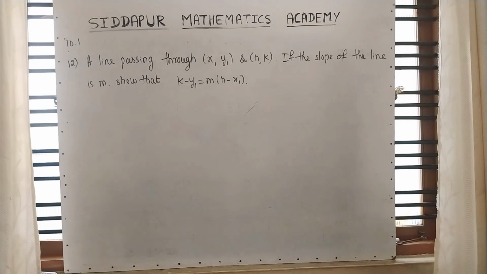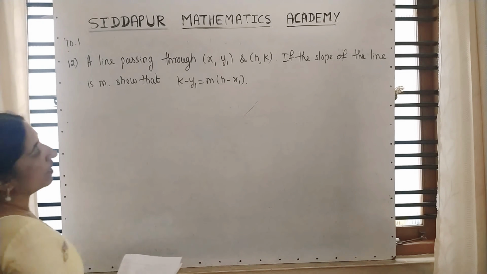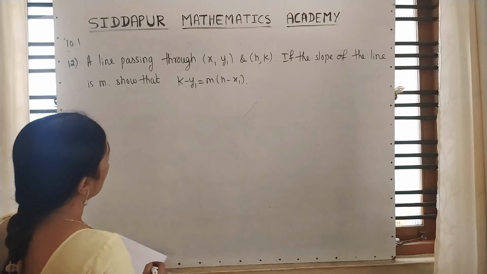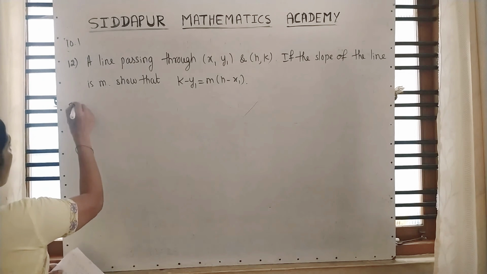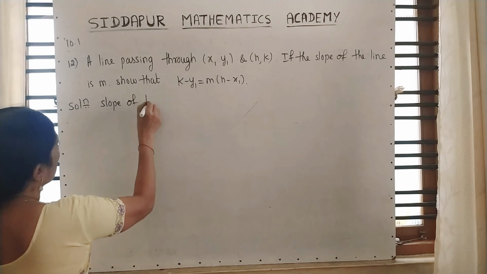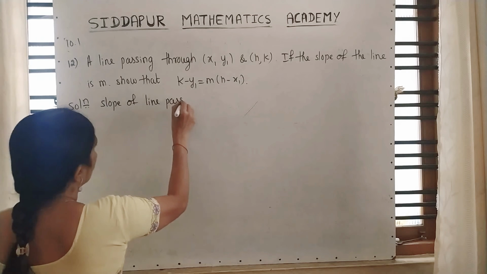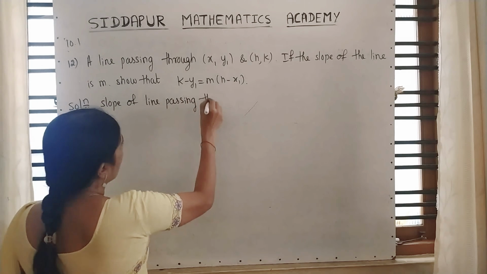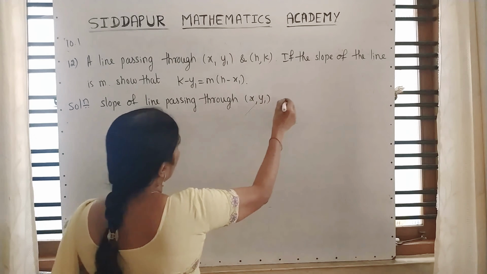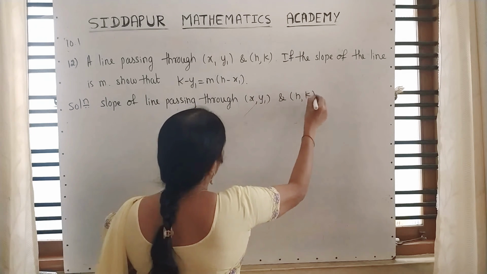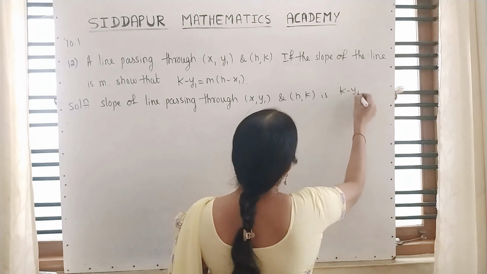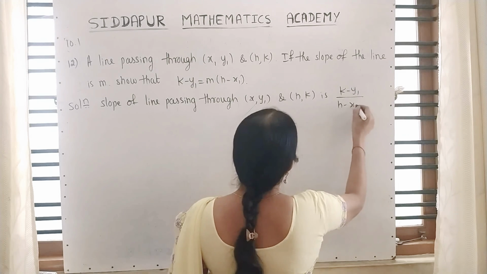See the next question. A line passing through x1, y1 and h comma k. If the slope of the line is m, show that k minus y1 is equal to m into h minus x1. First find the slope of the line passing through x1, y1 and h comma k, taking them as x1, y1, x2, y2. That is k minus y1 upon h minus x1.